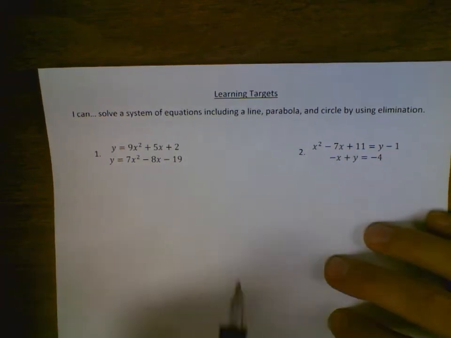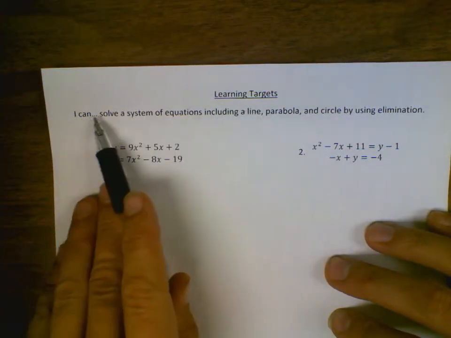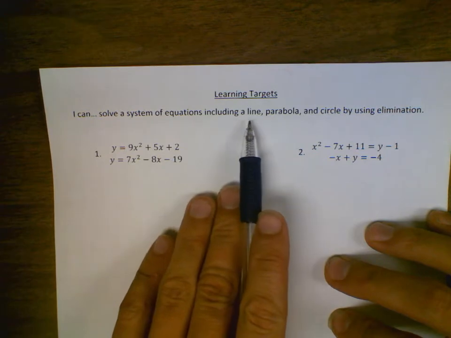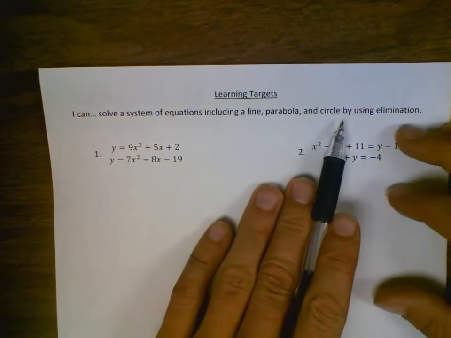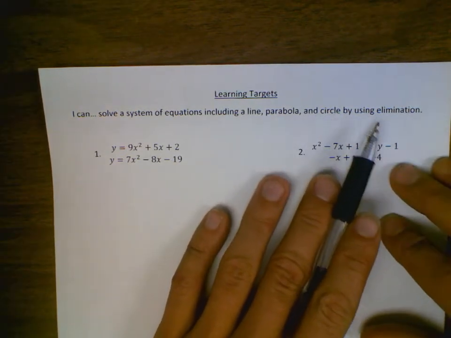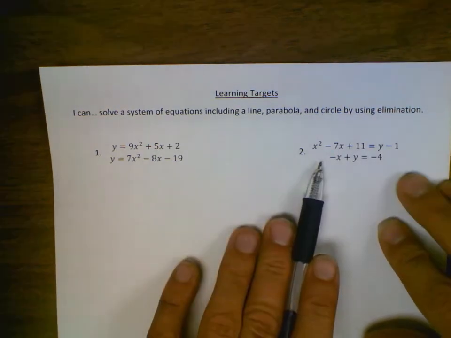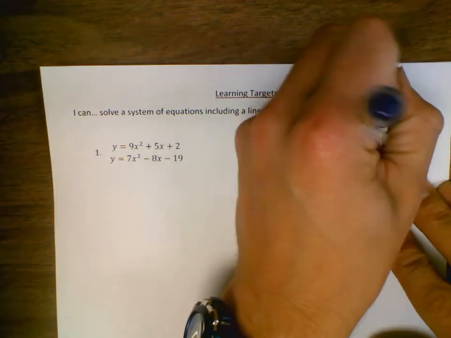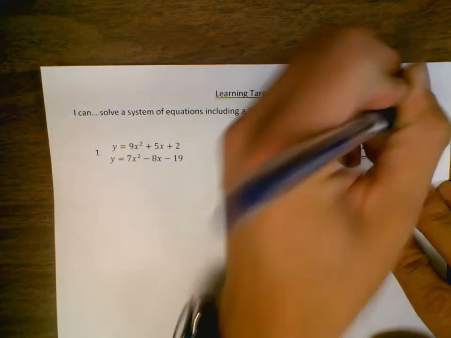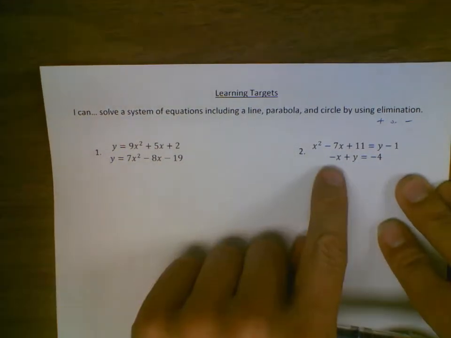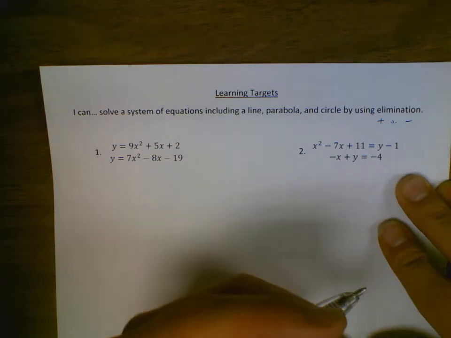In this video, we're going to look at the learning target: I can solve a system of equations, including a line, parabola, and circle by using elimination. Now, when we use elimination as our method for solving a system, we are going to add or subtract the two equations from one another to eliminate one of the variables.